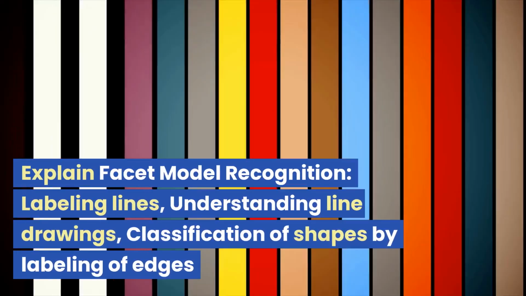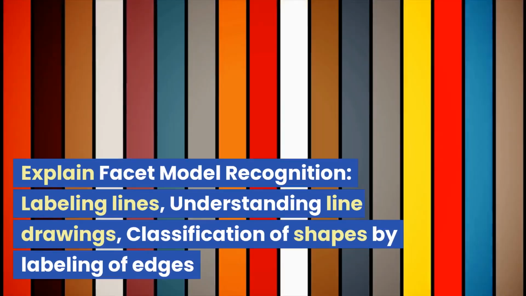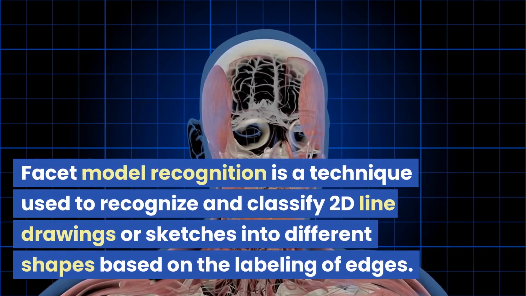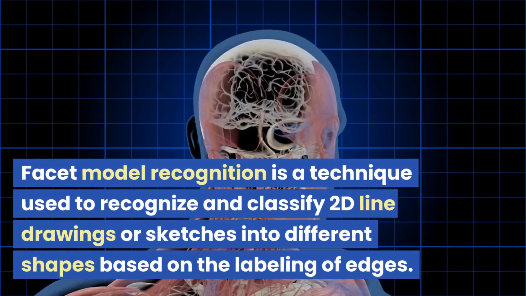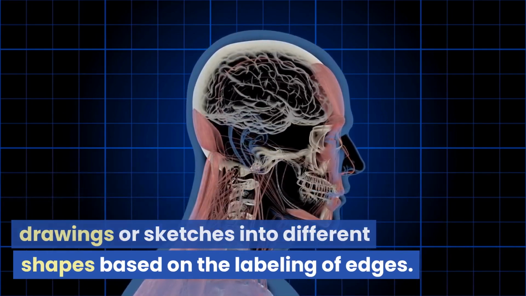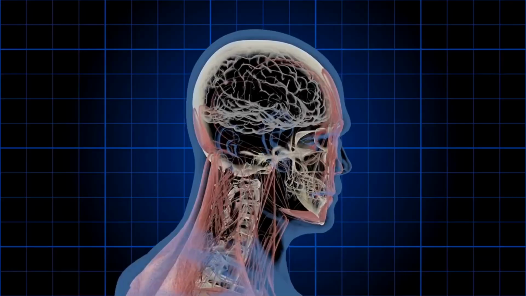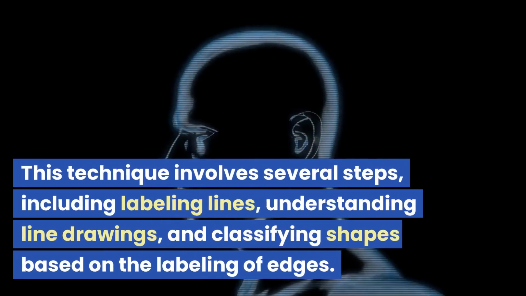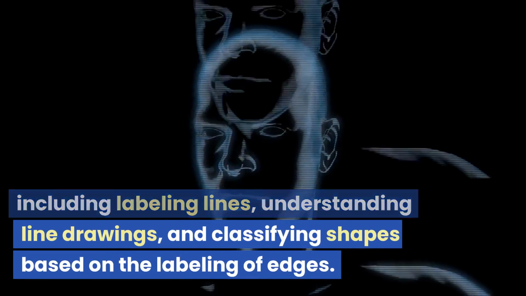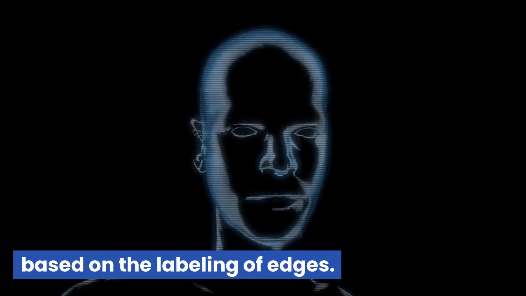Explain facet model recognition: labeling lines, understanding line drawings, and classification of shapes by labeling of edges. Facet model recognition is a technique used to recognize and classify 2D line drawings or sketches into different shapes based on the labeling of edges. This technique involves several steps, including labeling lines, understanding line drawings, and classifying shapes based on the labeling of edges.